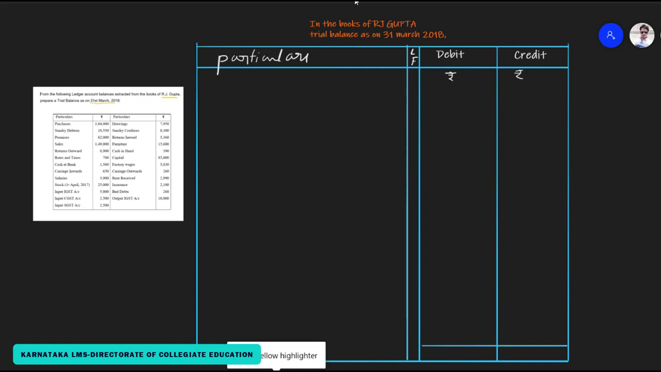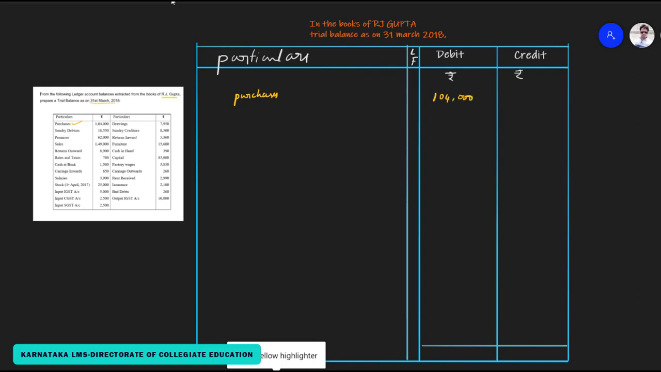So let us start posting these balances to the trial balance one by one. Firstly, we know purchases. They have given the purchases balance. So purchases, it's like expenditure, so on the debit side, 1,04,000.